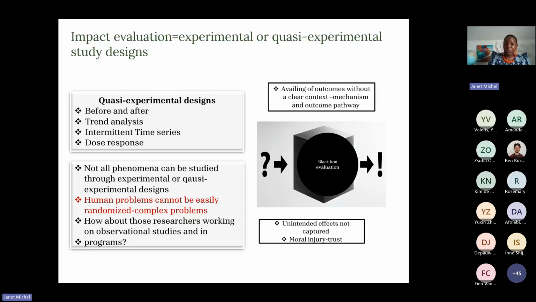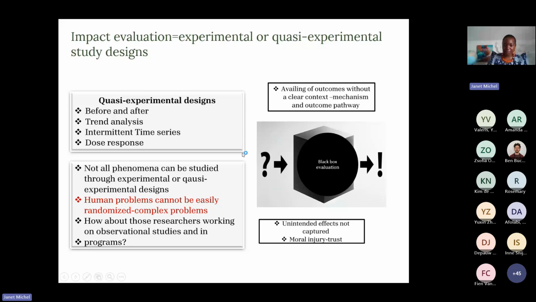Are they not supposed to demonstrate impact of their work? So this changed recently when everyone was being asked to demonstrate impact. And the challenge was this led to black box evaluation. So people just really scurried and started to avail evidence or impact outcomes without really demonstrating how their intervention has produced that particular outcome.